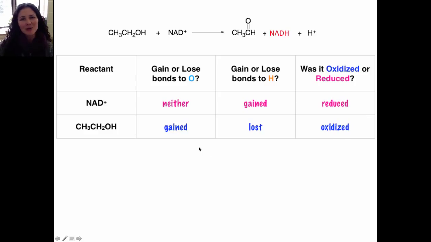I'd like to explain a little bit more why you can follow bonds to oxygen and hydrogen to determine what was oxidized and reduced.